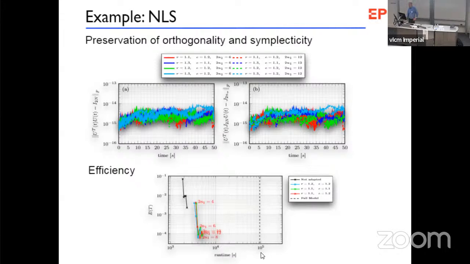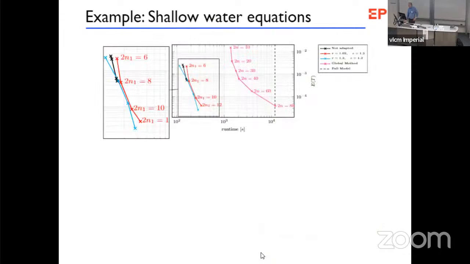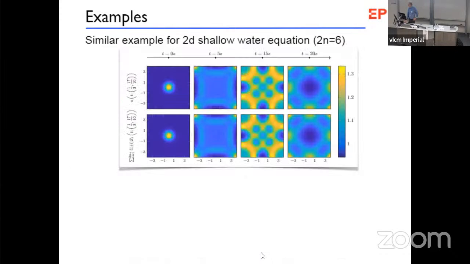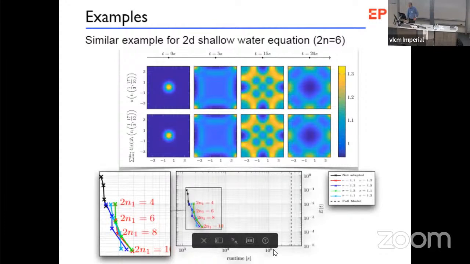Okay, shallow water equation we have already seen. You see exactly the same situation. Okay, so here 2D carries over to 2D, and again here you have more than 2 orders of magnitude acceleration. If you go to 3D, it will be even more so. But you get it only because you evolve the basis. And you have to do it in this way because otherwise the scheme is unstable.